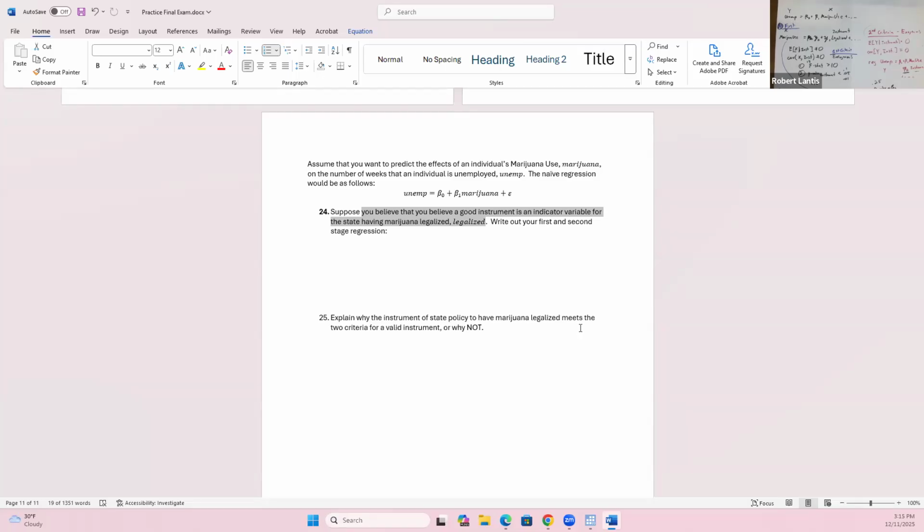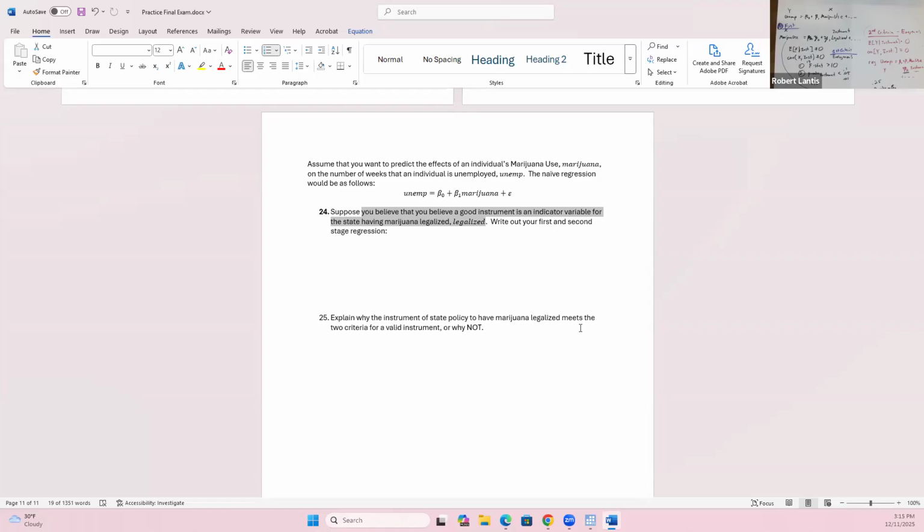But what's a story that would actually say that second criteria is not valid? Well, that would mean that unemployment rates and the decision to legalize marijuana were correlated. If I had high unemployment rates, what might I be less likely to do? I might be a little stereotypical here, but I don't think this is a crazy example. If unemployment is high, would I be more or less likely to want to legalize marijuana as a state? Less likely. Probably less likely, right?